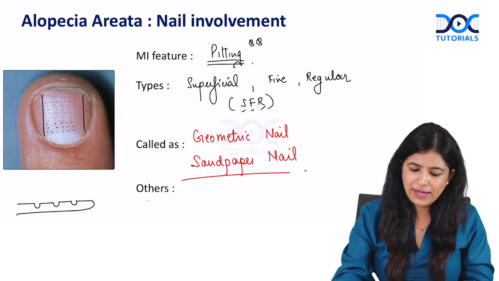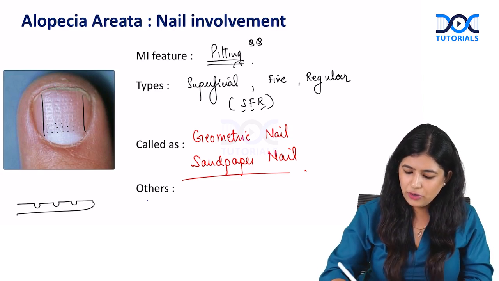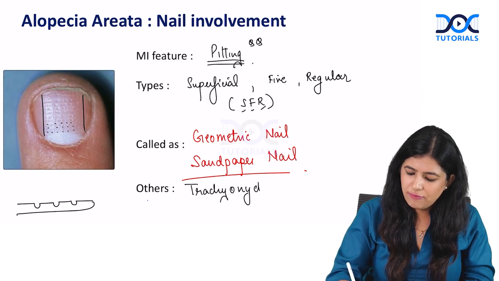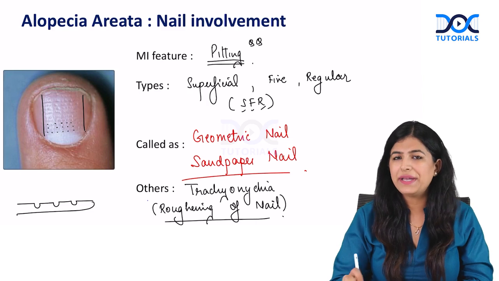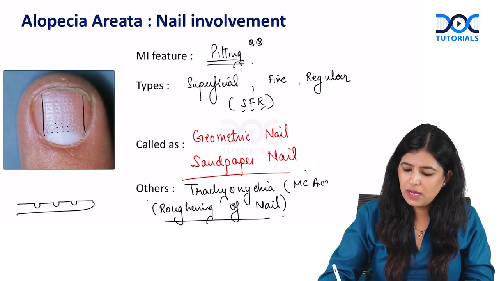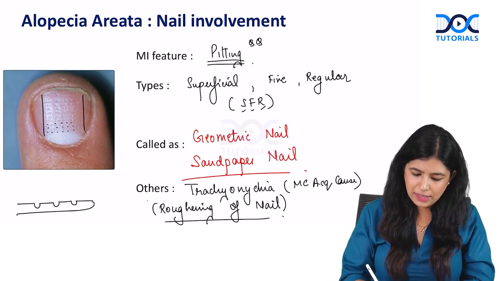So the next finding that we see here is called trachyonychia. Trachyonychia means roughening of the nail surface. Alopecia areata is the most common acquired cause of trachyonychia.